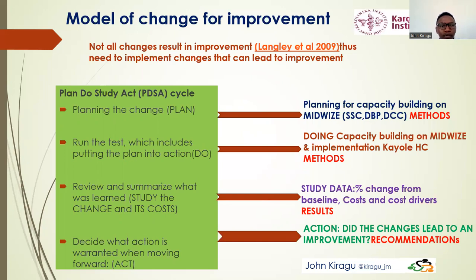The model of change for improvement guides that not all changes result in improvement. Thus, there's need to implement changes that can lead to improvement. This can be ensured by following a PDSA cycle, whereby you plan for change, you do the plan, then you study the change, then you act, known as the PDSA cycle.